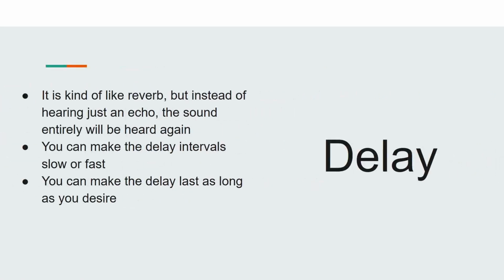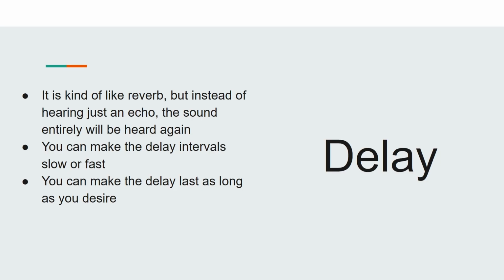Another basic effect is delay. It is kind of like reverb, but instead of hearing just an echo, the sound entirely will be heard again. What delay does essentially is play the sound again. Just like reverb, there are many different ways to use delay. If a delay effect were to be used, it could play the sound again at various intervals from slow to fast.